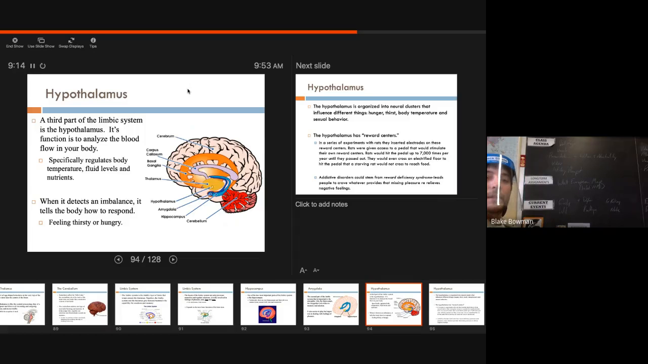So especially when we get close to the sixth period, I have third lunch. Oh my gosh, always so hungry. Does anybody else have third lunch? Are you guys starving by that time? I am, that's for sure. And that's what the hypothalamus regulates and controls.